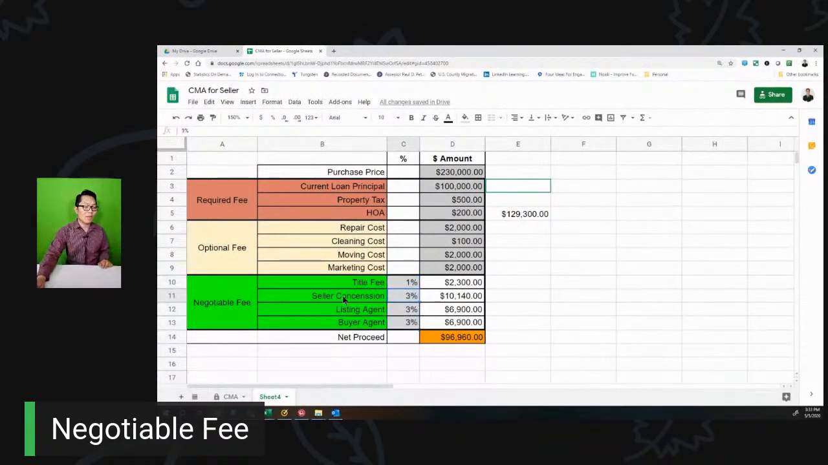For example, in this particular situation, I put 3% here. Now, 3% of the purchase price. This looks like an incorrect formula here that I have. Yeah, 3% of the seller concession is going to be given to the buyer, right? To the buyer, so that he or she or they can use that money toward their closing costs.